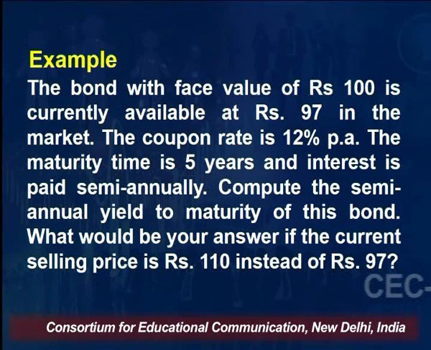Friends, the difference between the previous example which I took and this example is that in my previous example the interest was being paid on an annual basis. In this example the interest is being paid on a semi-annual basis, meaning twice in a year the interest will be paid, right? So what we have to do is find out the semi-annual yield to maturity of the bond, meaning in 6 months what will be the yield of the bond. Friends, let me tell you the simple methodology first of all, just for understanding purposes.